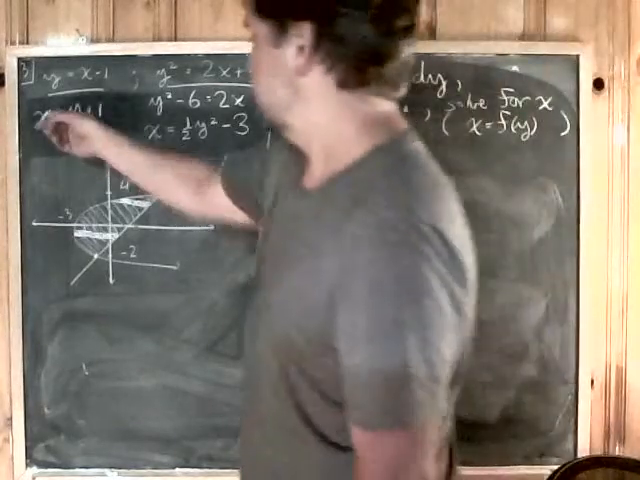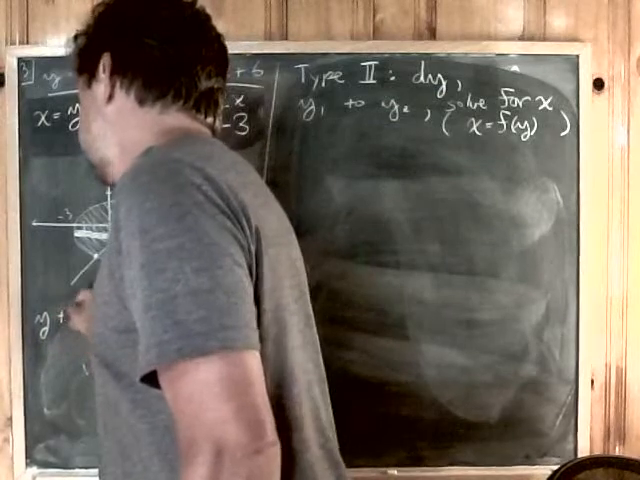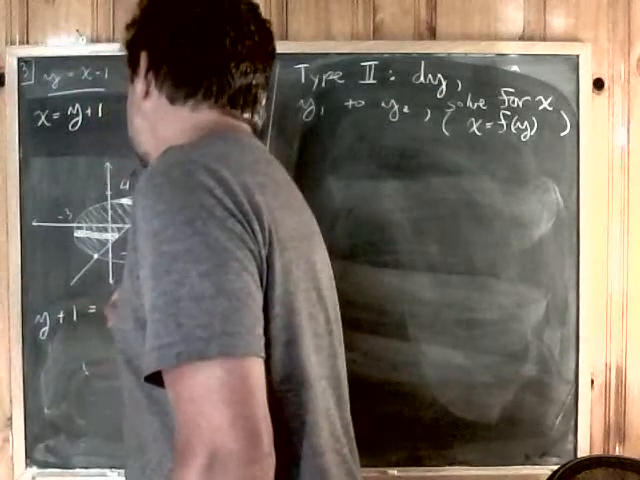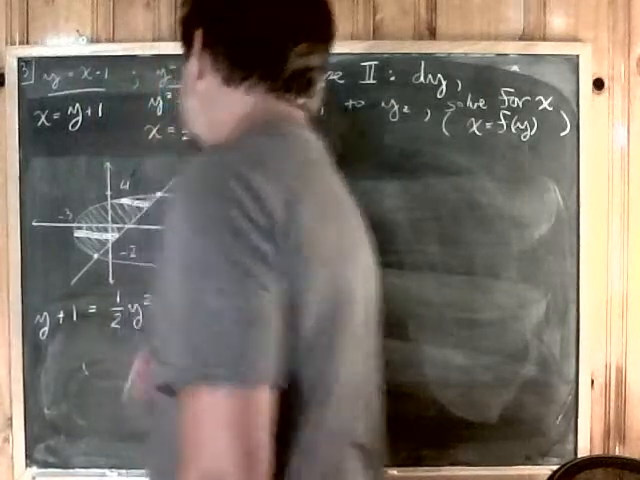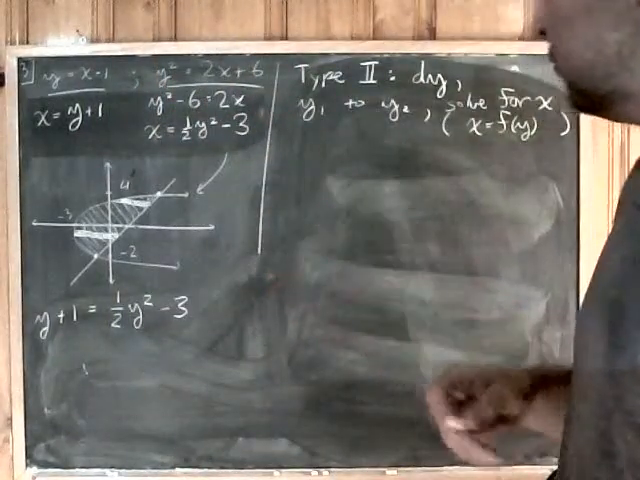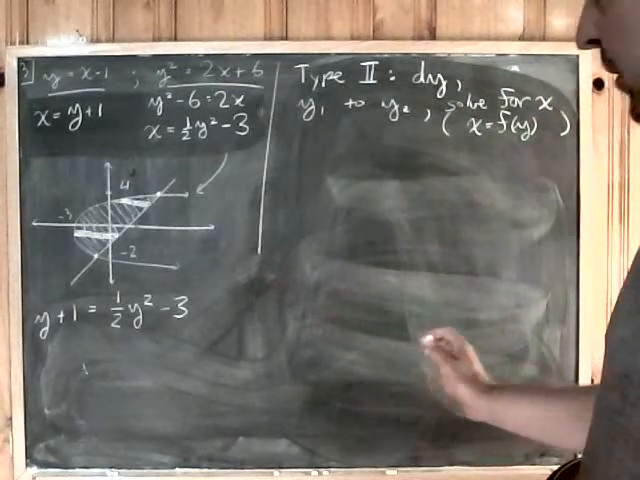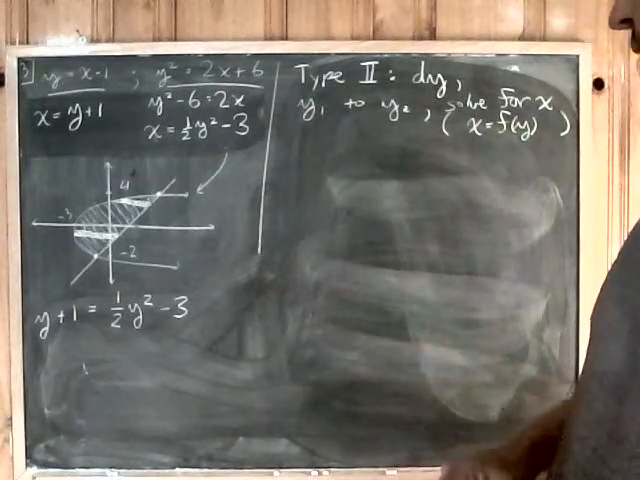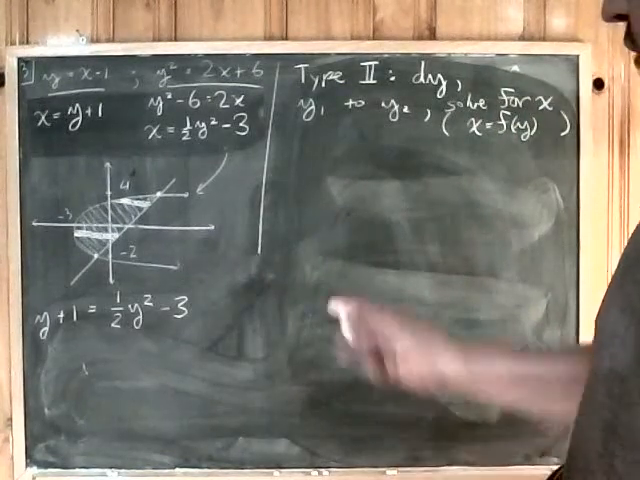And those are setting the x's equal to each other. The x is equal to x, so y plus 1 equals 1 half y squared minus 3. Solving that will give me those two y values. I might need the quadratic formula, or I might be able to factor it. Let's see. First, I think I'll go ahead and multiply through by 2 to get rid of the 1 half.